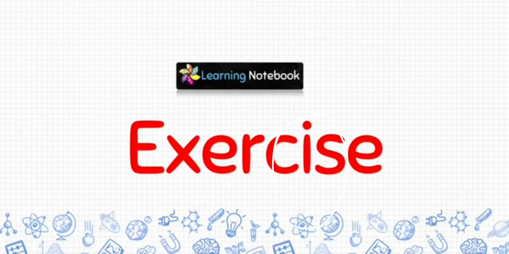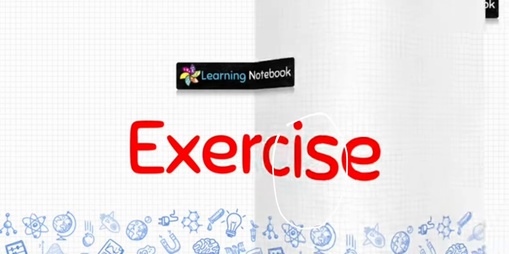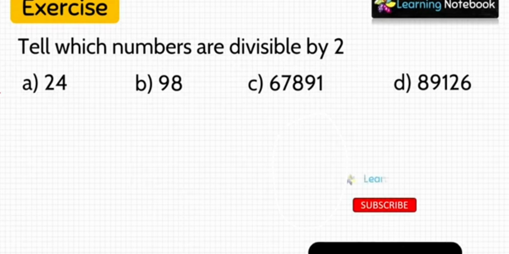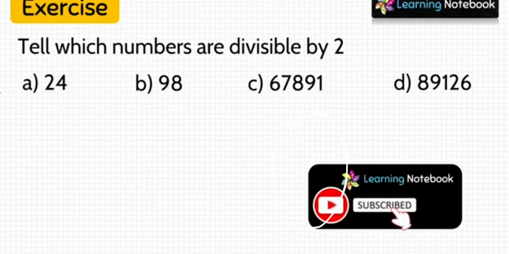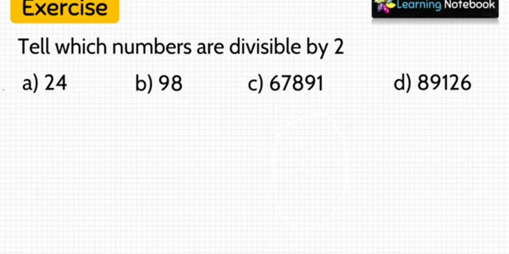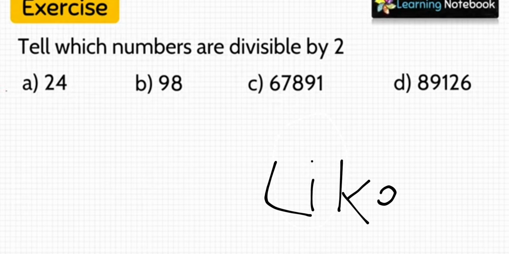Now, let's practice these divisibility rules with the help of an exercise. The question is, tell which numbers are divisible by 2. So, we have to tell which of the following numbers are divisible by 2. We learned the divisibility rule by 2, which says, if the last digit of the number is even, then only the number is divisible by 2.